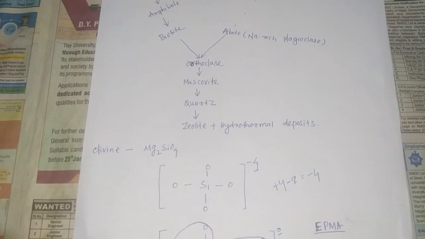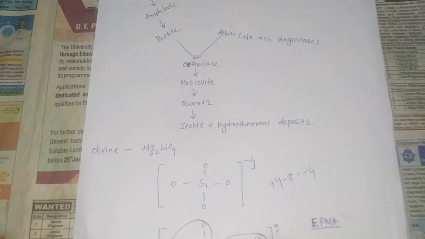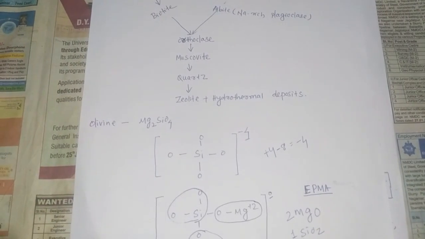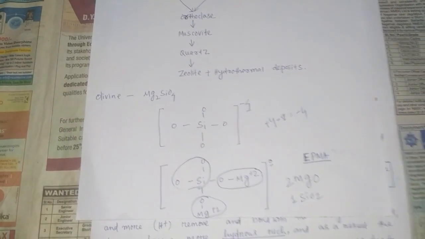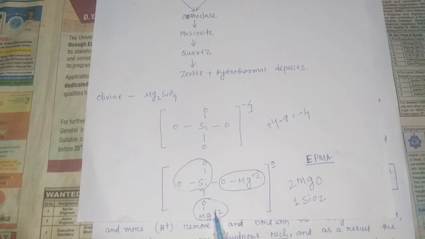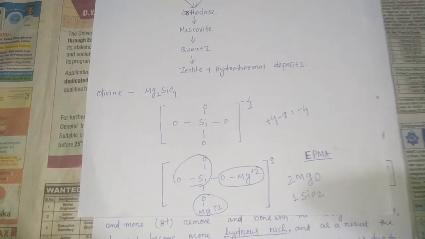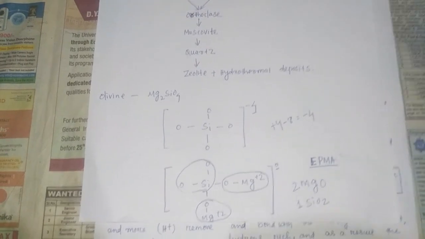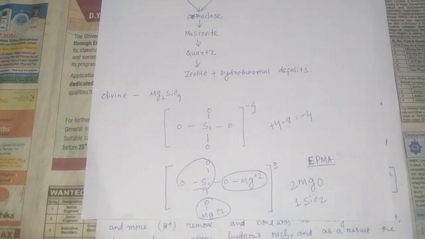So what happens when olivine crystallizes at higher temperature? Two Mg ions make bonds with two oxygen atoms of the silicon tetrahedron, and we all know that the charge of one Mg is +2, so two Mg means +4, and +4 and -4 cancel, and that's why we have a net charge of 0 in the olivine.